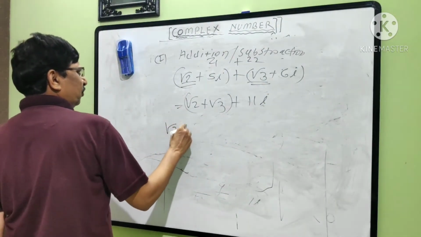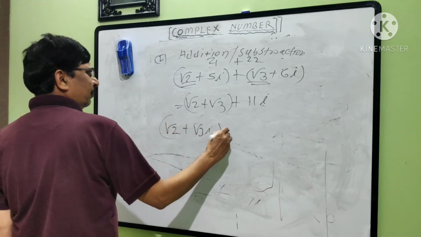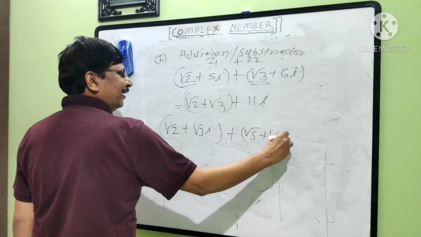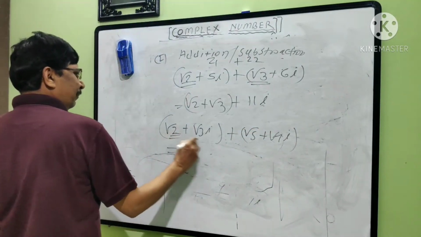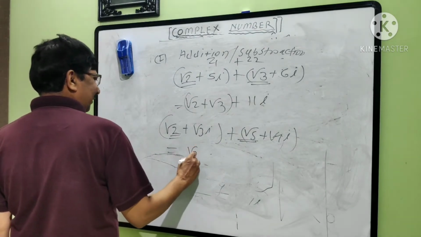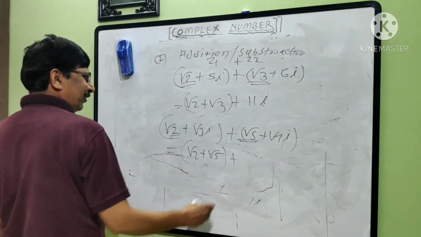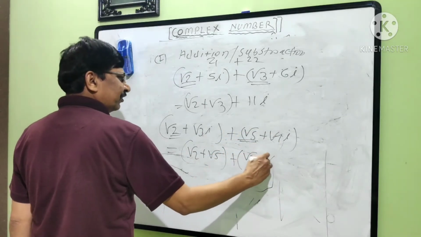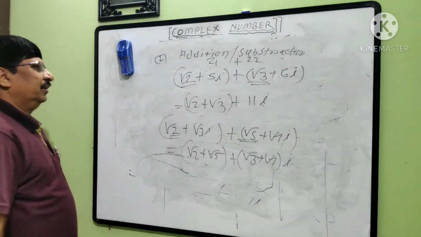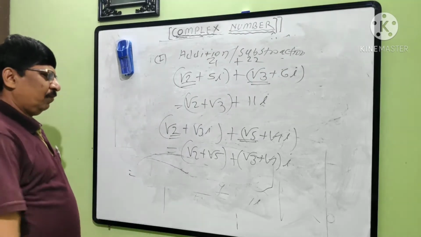Suppose this is √2 plus √3i and plus √5 plus √7i. Again, what will the addition be? Add the real part: write √2 plus √5, not √7. Since they are irrational numbers, the addition remains as it is. And for the imaginary part, √3 plus √7 times i. That is the addition. In this way we can do addition as well as subtraction of any two complex numbers.